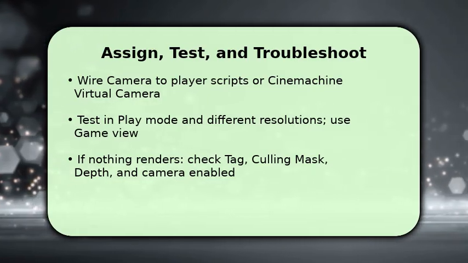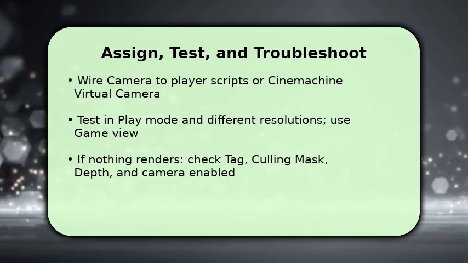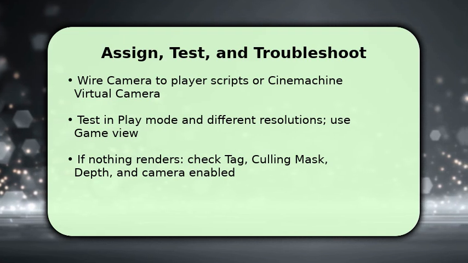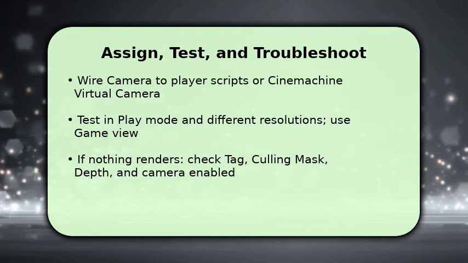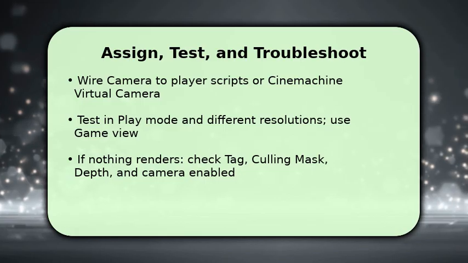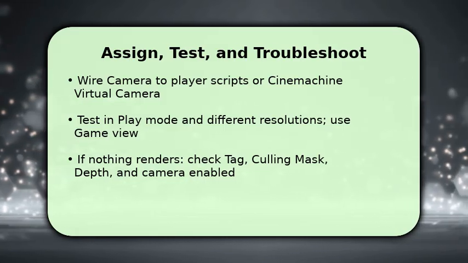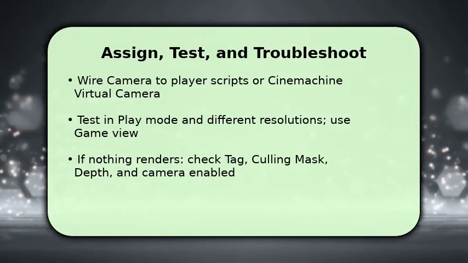If things go wrong, here's a key troubleshooting tip. If your scene appears empty, check the main camera tag. Ensure the camera is enabled. Inspect the culling mask and depth order, and confirm clipping planes aren't excluding your objects.